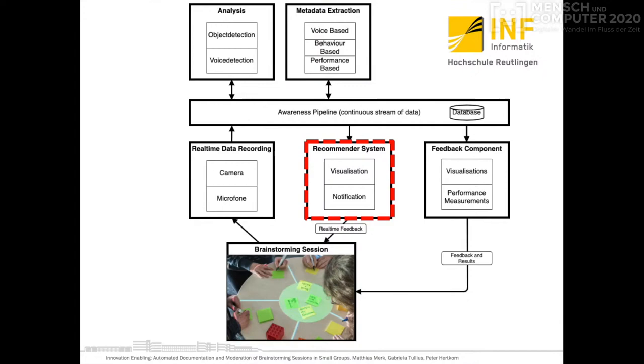A recommender system uses the metadata to show real-time feedback to both participants and moderator to influence and enhance the brainstorming session. The feedback components are used to generate feedback that is used after the session, including the results and process feedback.